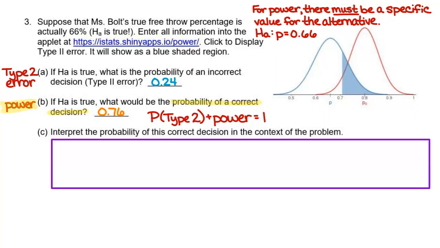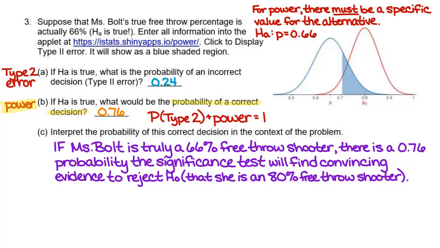So if I'm actually a 66% free throw shooter, this is the probability right here, 76% probability of correctly finding convincing evidence for the alternative hypothesis. If I'm actually a 66% free throw shooter, there's a 0.76 probability that the significance test will find convincing evidence to reject the null, that I'm actually an 80% free throw shooter.